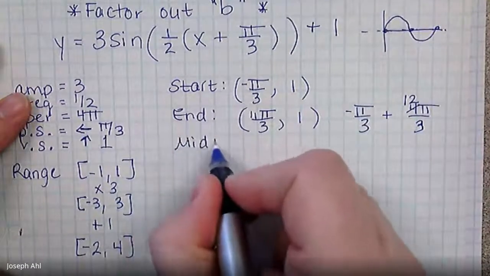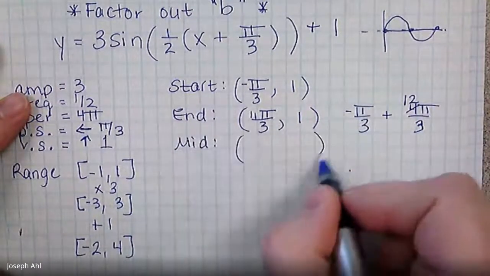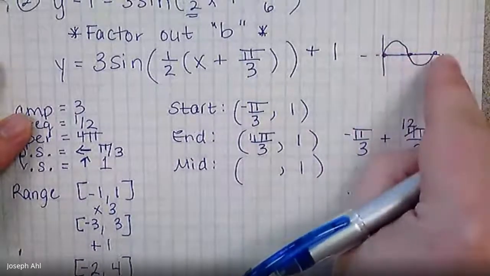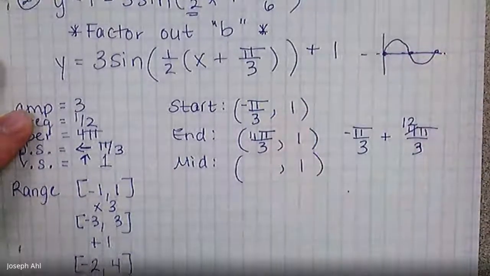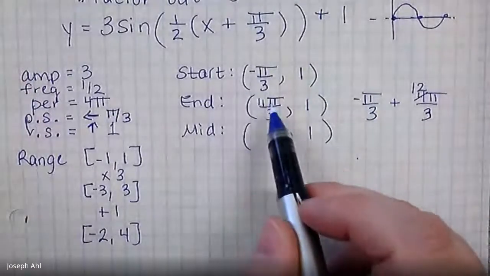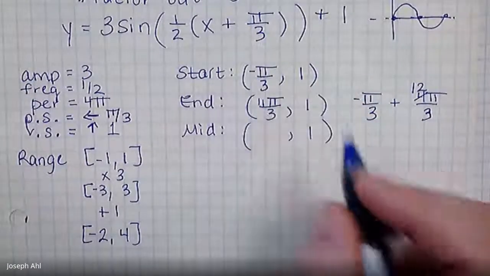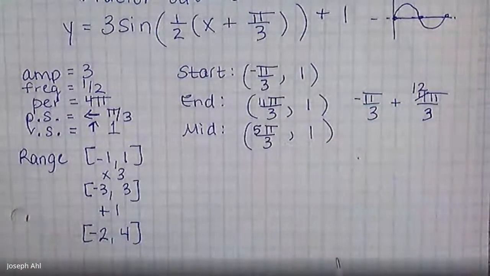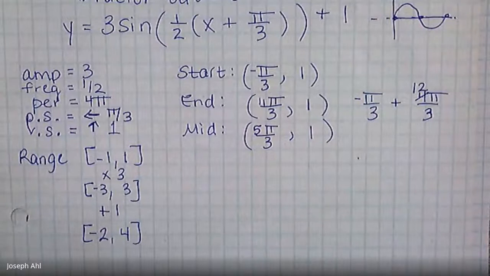And last but not least, we need the midpoint. The midpoint for sine is at the same exact height as the start and the end. So this is 1, 1, 1. That's pretty easy once you get the first y value. But midway in between -1 and 11, if you average those, you wind up getting 5. 5 pi over 3 there. Okay. With all those pieces, we're going to put this together now to sketch this according to the range.